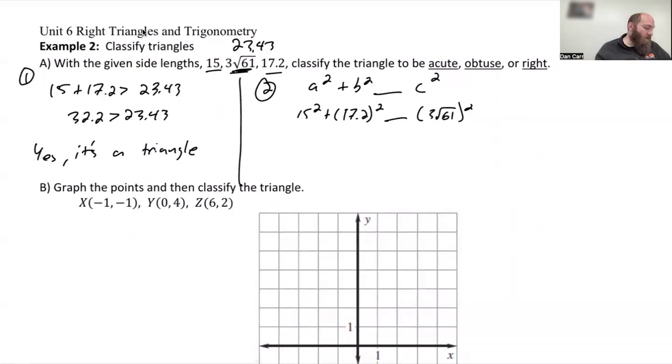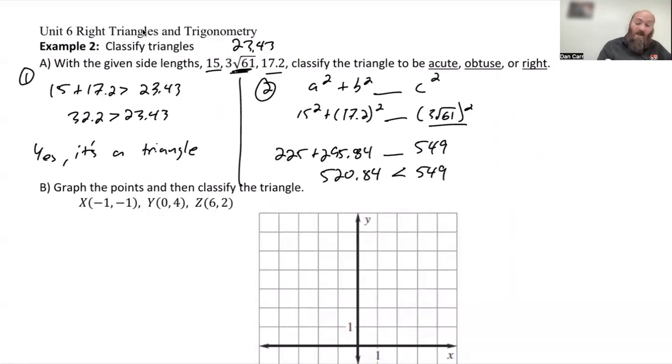Okay, so when I do that, I'm just going to plug this in my calculator. I'm going to get 549 for 3 root 61 to the second power. 15 squared gives me 225, and then 17.2 squared gives me 295.84. So now I can combine these together: 225 plus 295.84, and I get 520.84. That is less than the 549.